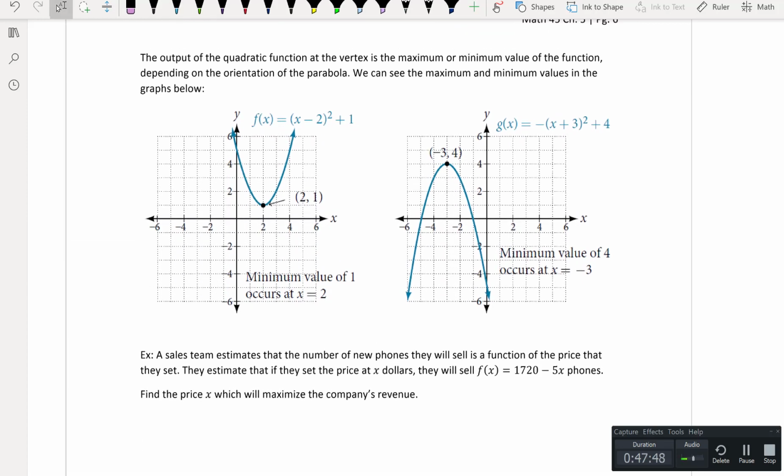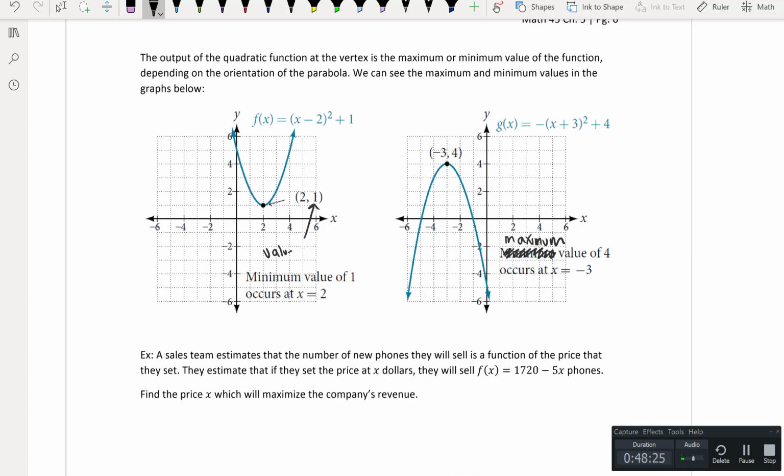Here I have: the output of a quadratic function at the vertex is the minimum or maximum value of the function, depending on the orientation of the parabola. We can see the maximum and minimum values in the graphs below. I want to be careful, there's a small typo. This is definitely the minimum value, but in the second graph, because it's a negative parabola, we actually have the maximum value, okay?